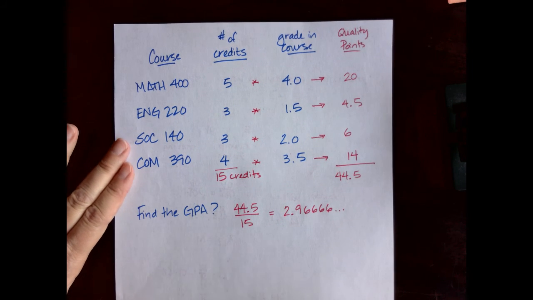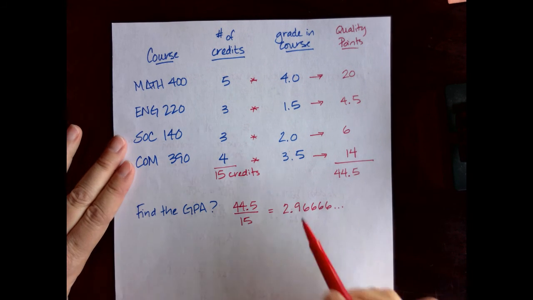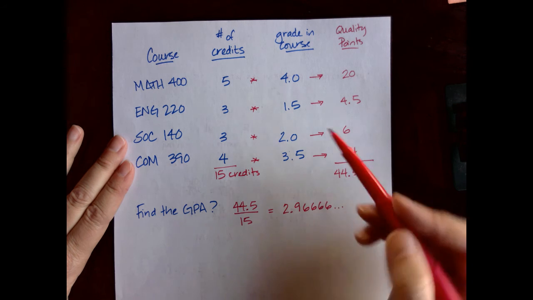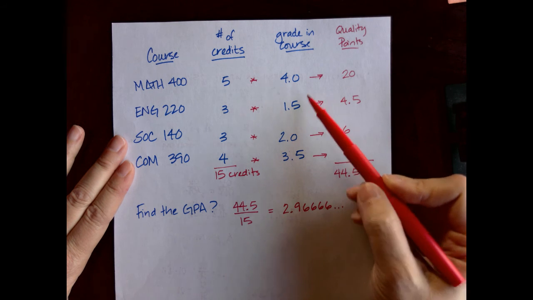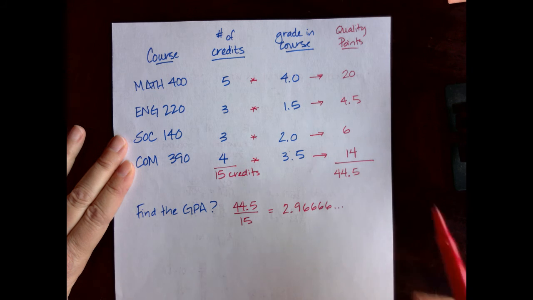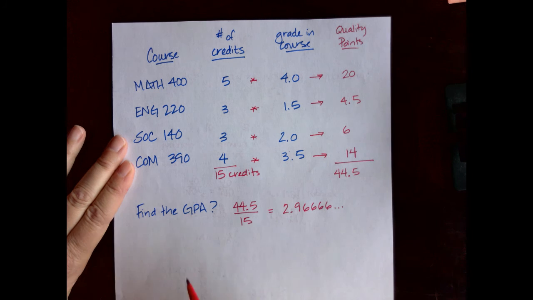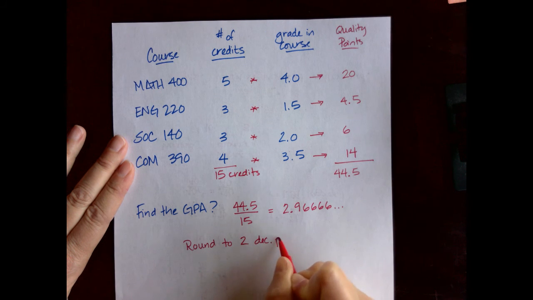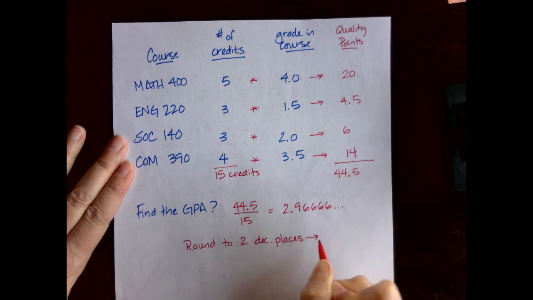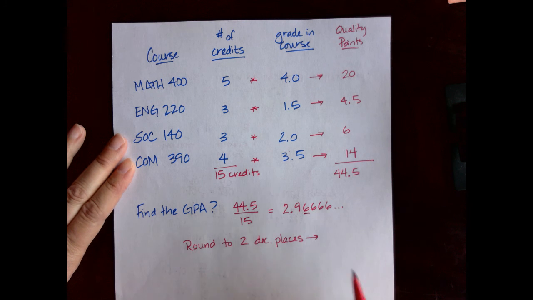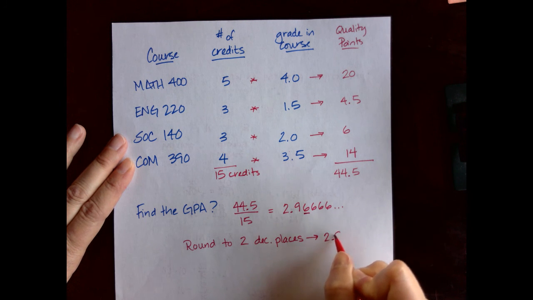And then in the end, the grade point average, you'll notice, is between the low end of 1.5 and the high end of 4.0. We would round this a little bit. If we wanted to round this to 2 decimal places, we would come up with, let's see, 2.96, and the next 6 will bump us up to 2.97 for a GPA.